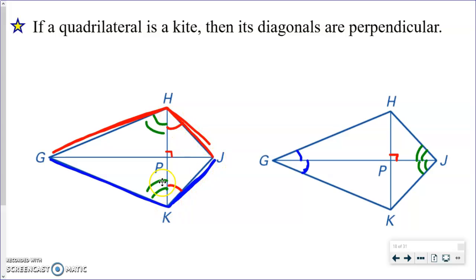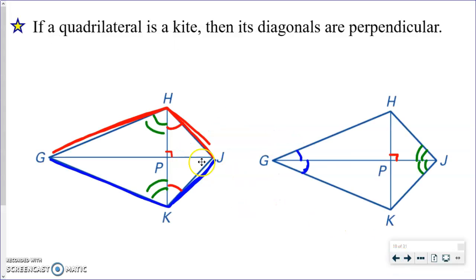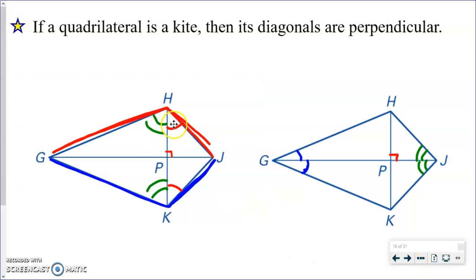In a kite, if we look at just this triangle here, it's an isosceles triangle. So that means these angles are congruent. And then we've got another isosceles triangle over here. So that means these two angles are congruent. And all of these little triangles here are right triangles. And this one diagonal, HK, is going to be bisected. So this HP is congruent to PK.